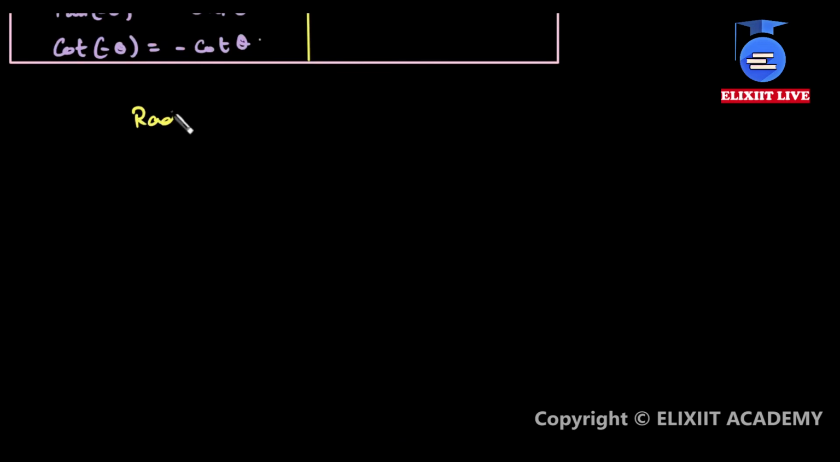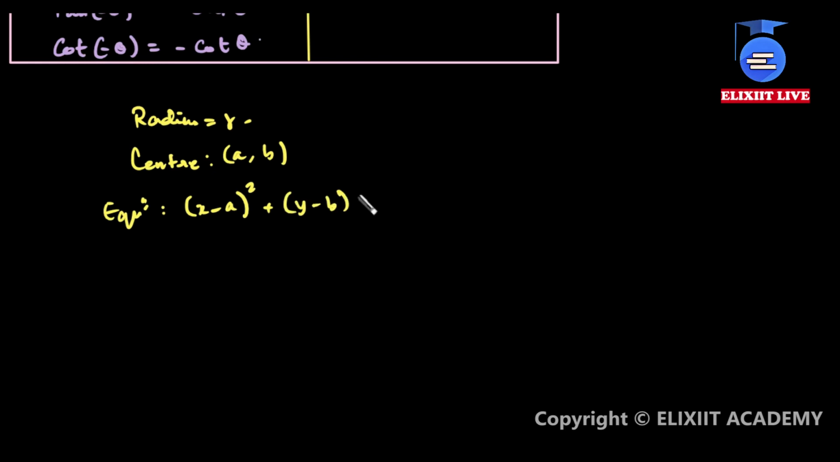Suppose the radius is r, and the center is at (a, b). These are the coordinates of the center. So the equation of the circle is given by (x minus a) whole square plus (y minus b) whole square is equal to r square. You all have done this in 10th standard, I guess, a basic thing. (x minus a) whole square plus (y minus b) whole square is equal to r square. Sorry, r is the radius basically.